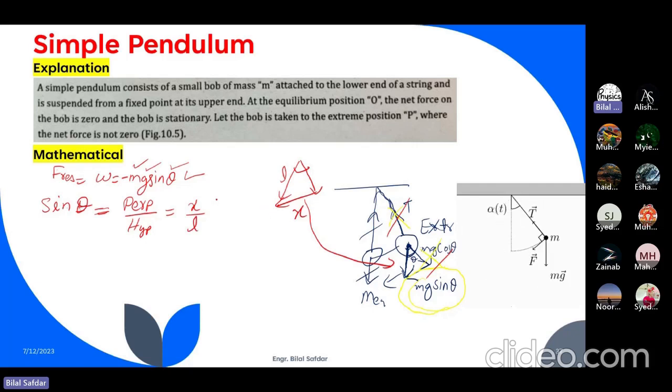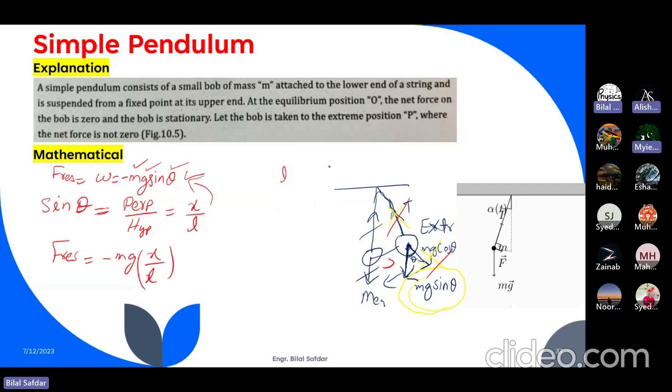And we have to put this sine value into the above equation. We get the restoring force, F restoring, which is equal to minus mg x over L. Is there any confusion till this point? Sir, I don't get the sine theta part. Yes, sir, me too.